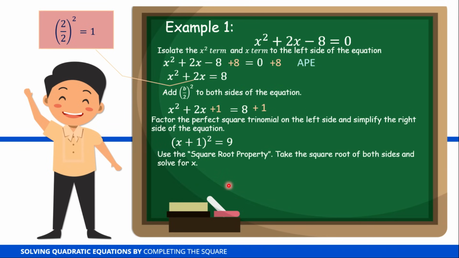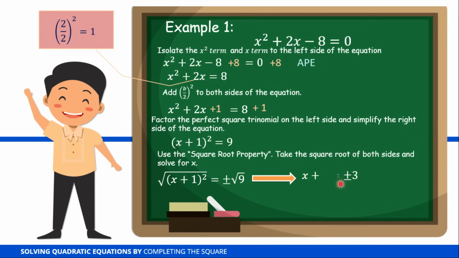Ang susunod na step ay ang paggamit ng square root property. Kukuhanin natin ang square root ng both sides of the equation and magkakaroon tayo ng ganitong form ng equation. So we have the square root of quantity x plus 1 squared is equal to positive negative square root of 9. Don't forget, gumamit tayo ng square root property, kaya magkakaroon tayo ng positive negative sign dito sa ating right side. Simplify natin ito. Kapag kinuha ang square root ng ating square of binomial, maiiwan yung binomial mismo natin.